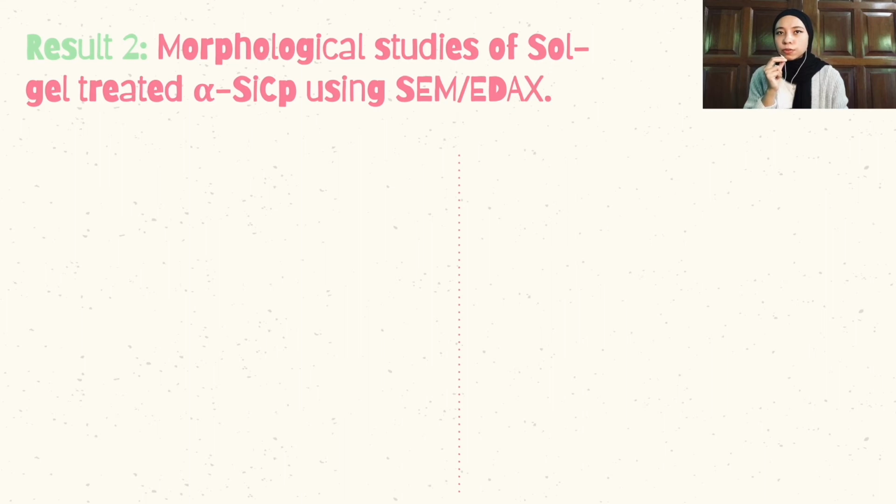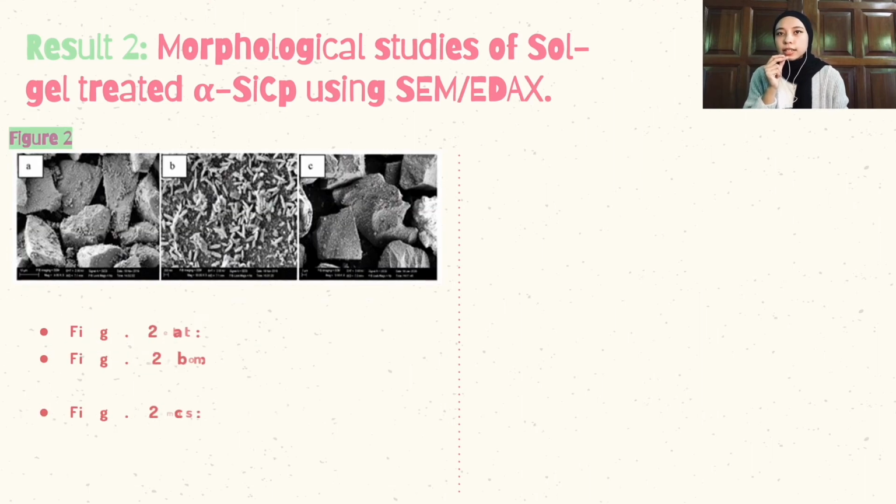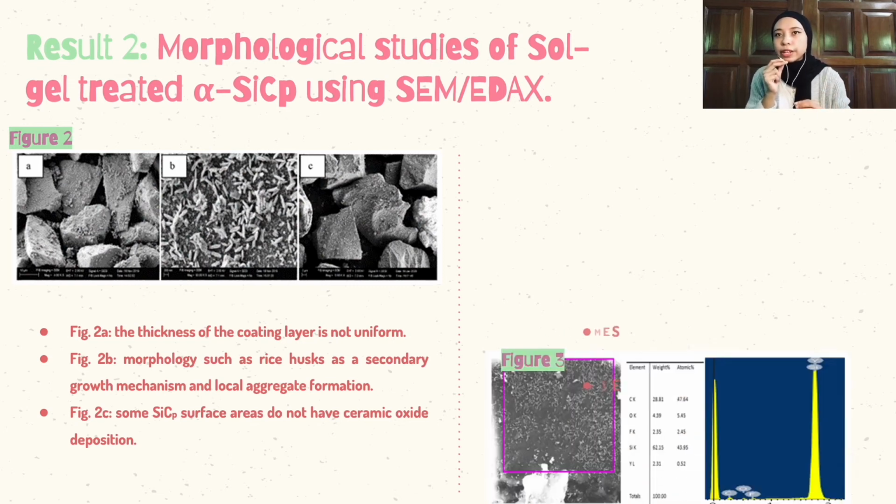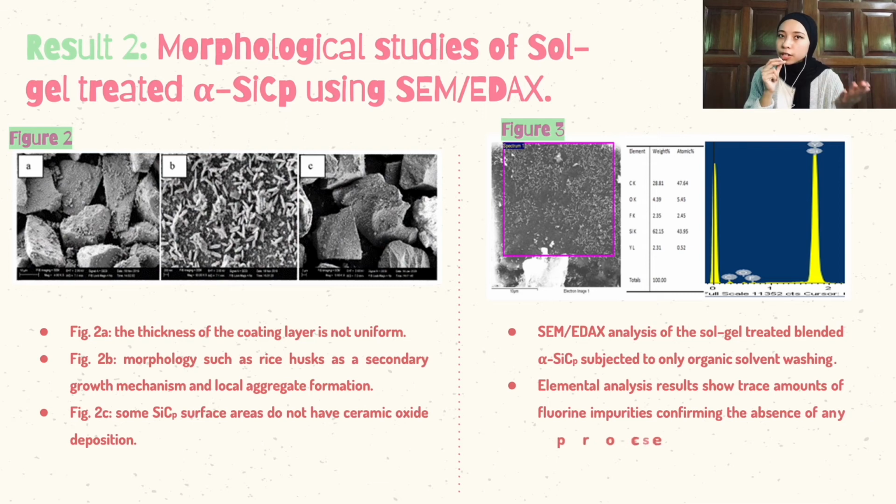For result 2, morphological study of sol gel treated alpha silicon carbide particle using SEM or EDAX. The SEM micrograph shows that the sol gel treated blended alpha silicon carbide particle subjected to only organic solvent has significant coverage. From figure 2A, the thickness of the coating layer is not uniform, as well as morphological features such as rice husks as a secondary growth mechanism and local aggregate formation in figure 2B. As shown in 2C, some silicon carbide particle surface areas do not have ceramic oxide deposition.